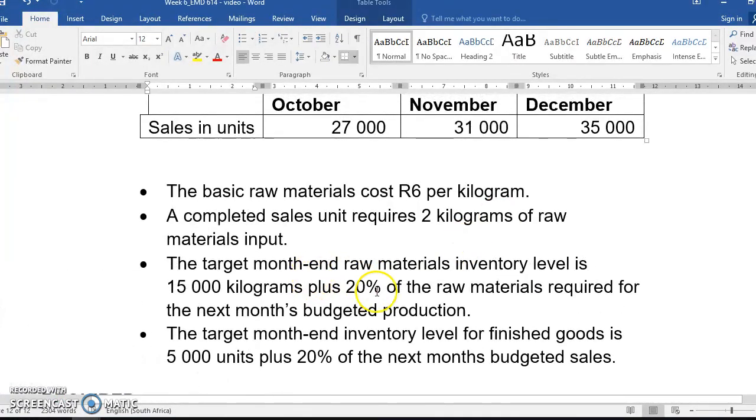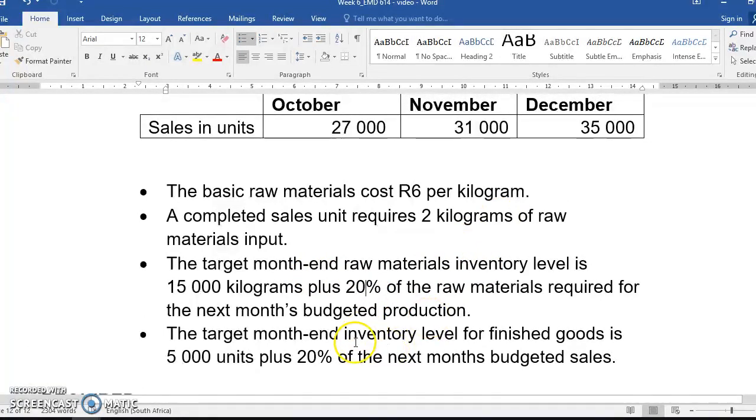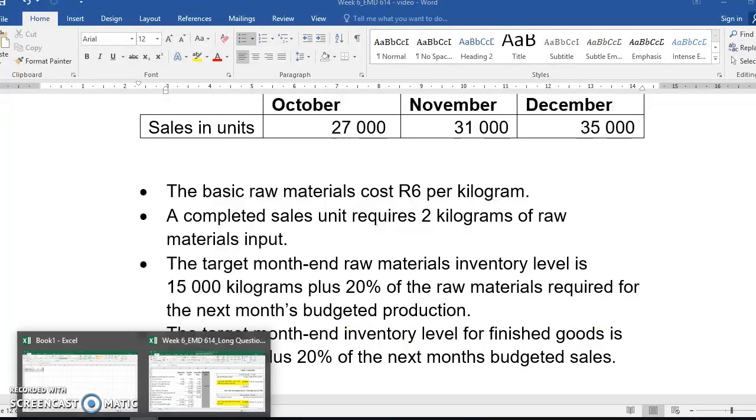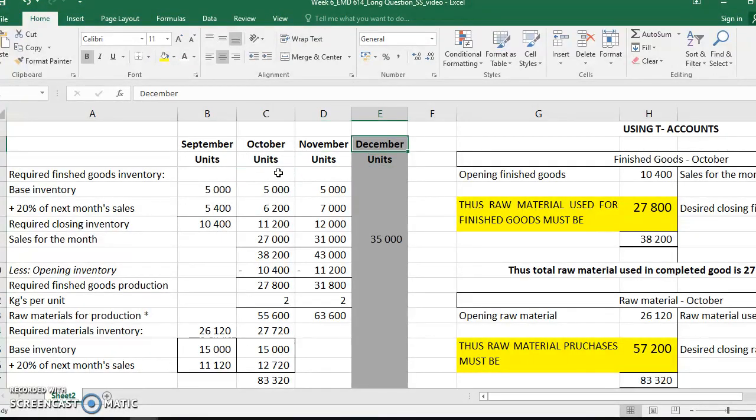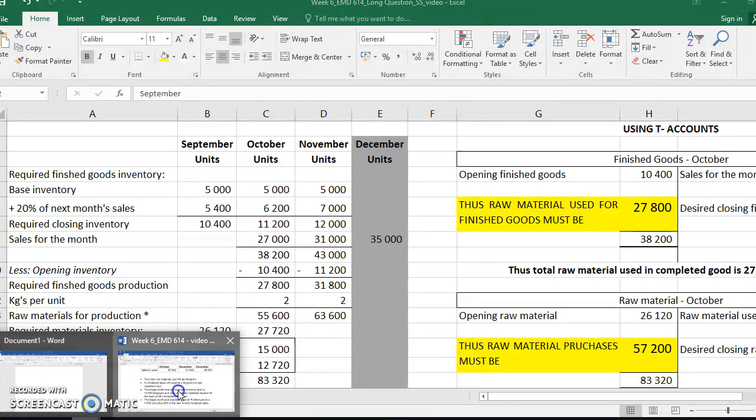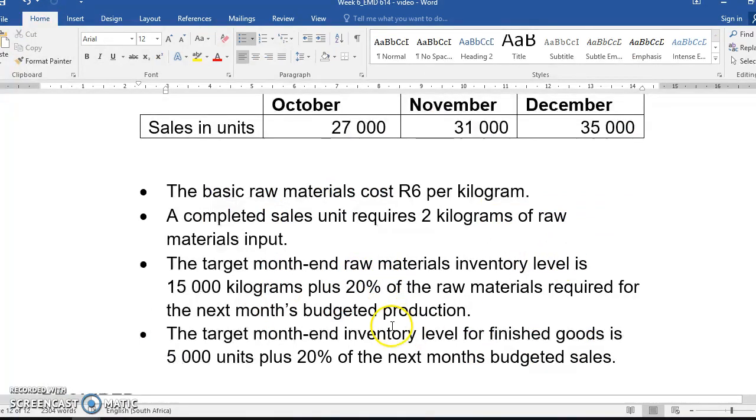We need September and November because of the following requirements that says 20% of the next month's budgeted sales. And we then also need December, because December influences the inventory of November, which influences the production of November. And remember, October needs to incorporate 20% of November's production. So effectively, even though we need October, we need the previous month and we need the 2 future months because of the requirements of 20% of the next month's production and 20% of the next month's budgeted sales.